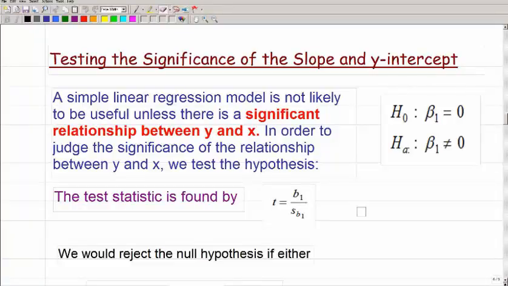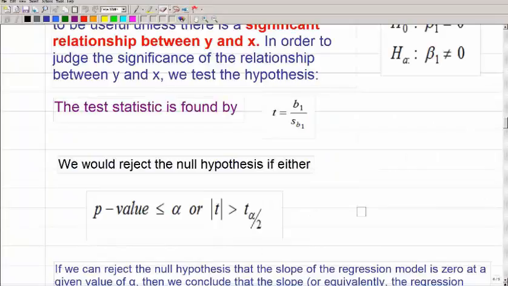So we would reject the null hypothesis if either the p-value is less than or equal to alpha, which is pretty standard, or if the absolute value of this test statistic is greater than your t alpha over 2, which I didn't write in here, with n minus 2 degrees of freedom. The n minus 2 degrees of freedom basically comes from the fact that we have two variables here, x and y. So it would be n minus 2 degrees of freedom.